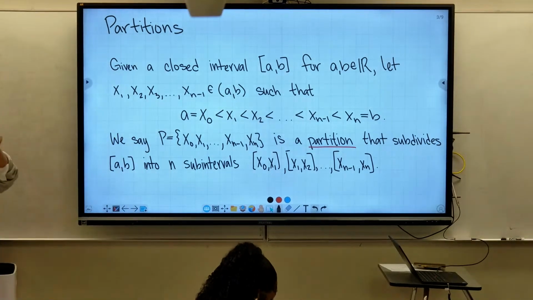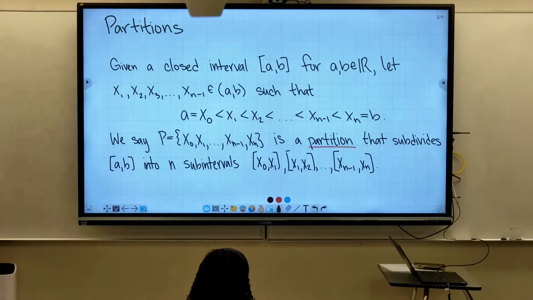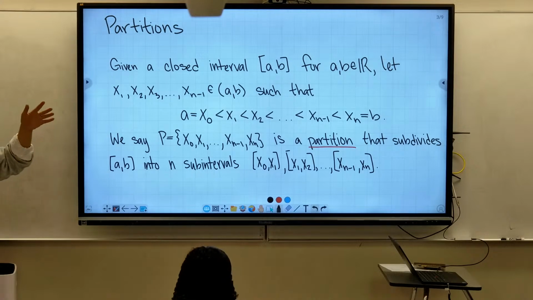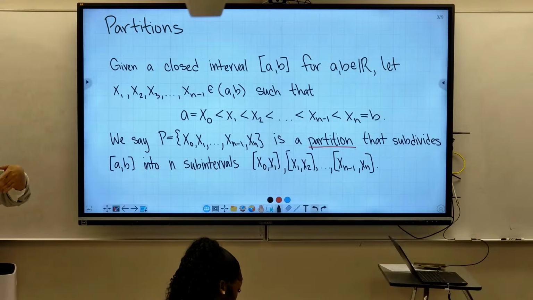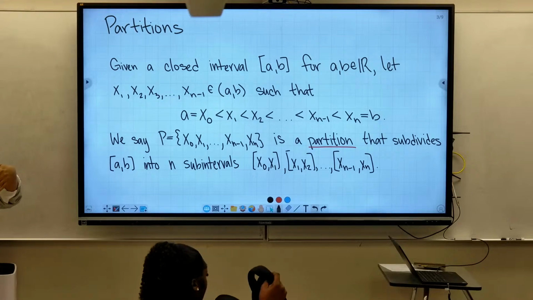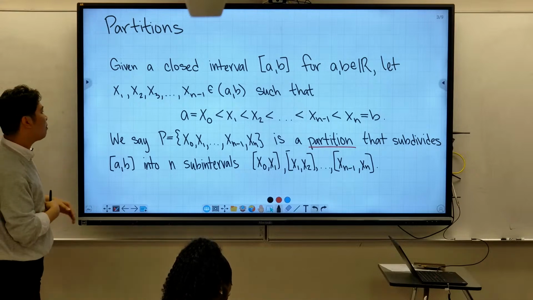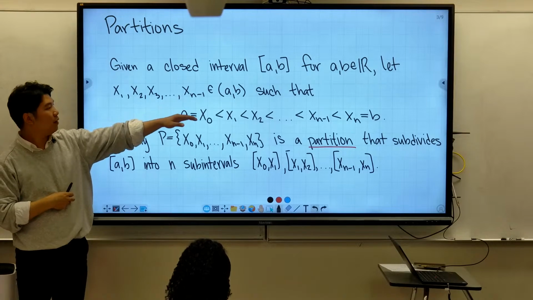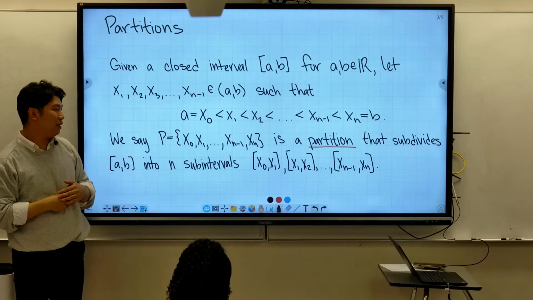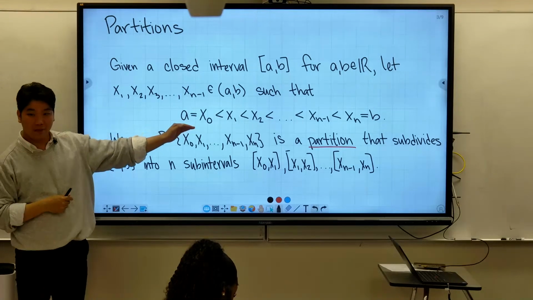And if I look at this interval A to B, suppose I choose some random group of numbers in between A and B. Like if I had 1 to 2, I would choose a bunch of random numbers of my choice between 1 and 2. And we're going to call that x1, x2, all the way to xn minus 1 inside my interval.